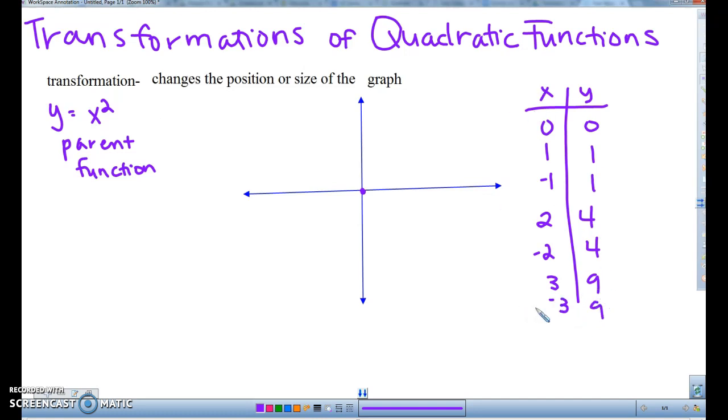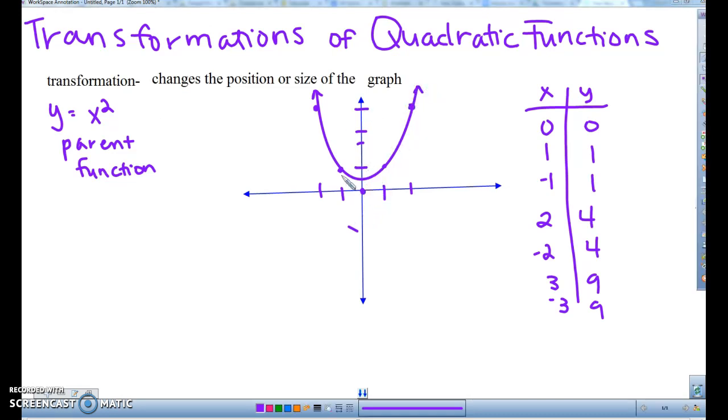And all I did to get this t-table is I plugged in these values of x and got these values of y. But when I go to graph that, here's maybe 1, 1 and negative 1, 1. And if I go 2, 4, negative 2, 4, and so on. And I'm going to get this graph that I can draw a curve through. And it does touch that bottom point at 0, 0. But that's going to be my parent function.